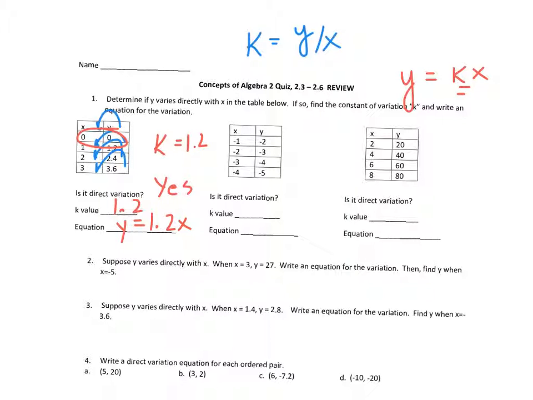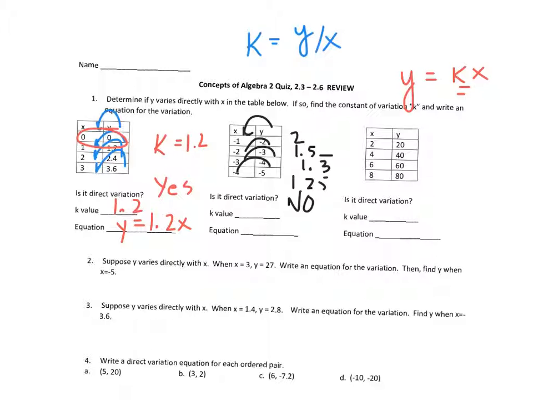For the second table, I'm going to divide this, and I get 2. I divide this, I get 1.5. I divide this, I get 1.3 repeating. I divide this, I get 1.25. So these are all not the same. So this is no, it's not direct variation, so I'm not going to write an equation for it.